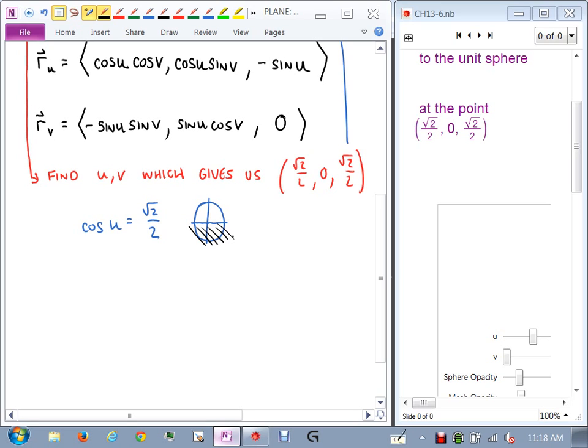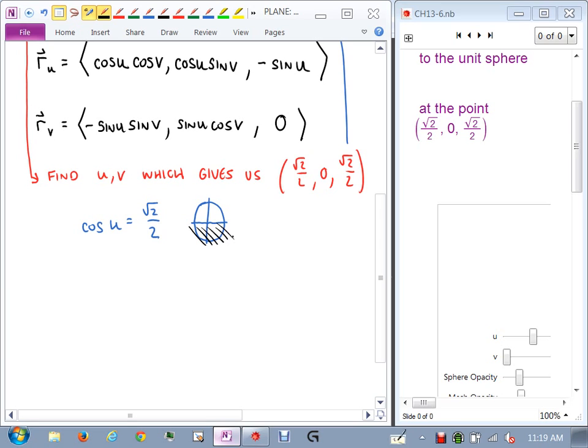Okay, so cosine means I'm looking at the x-coordinate on the unit circle. How many of you learned it that way? Yes? How many of you don't know what I'm talking about? It's okay if you don't. Like, why is he drawing a circle?